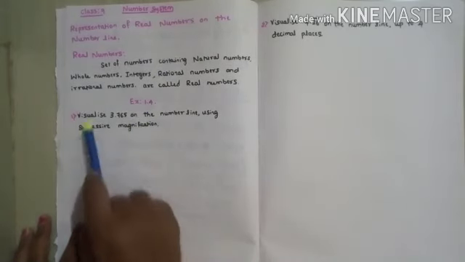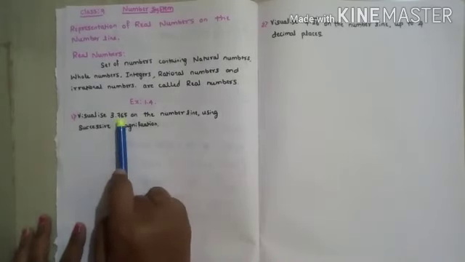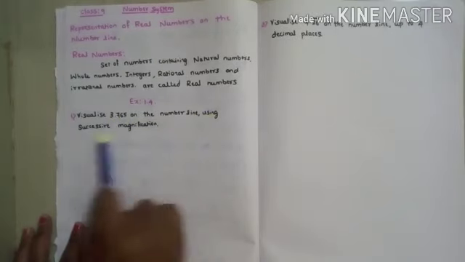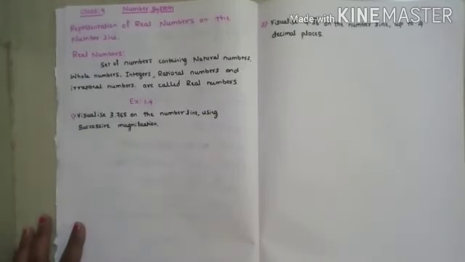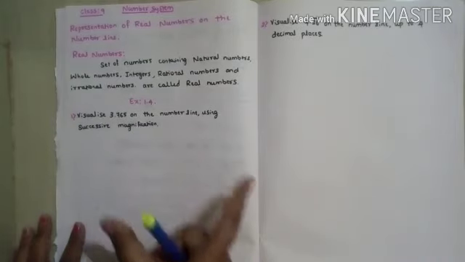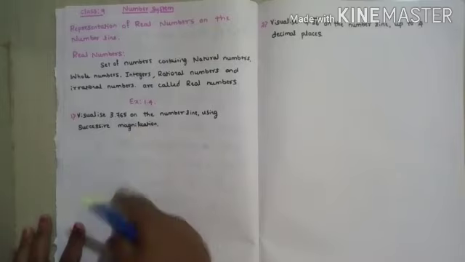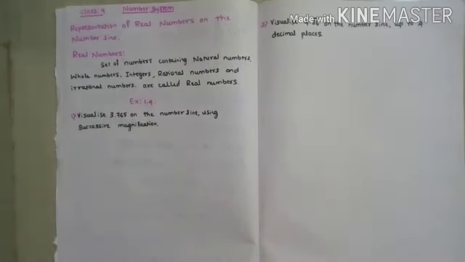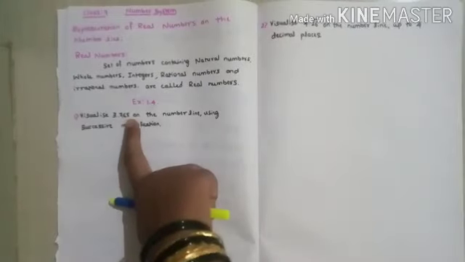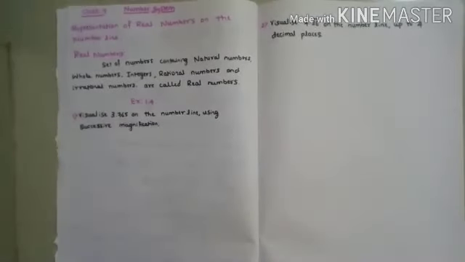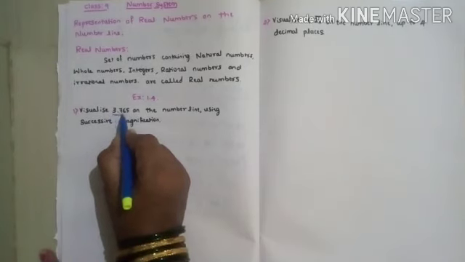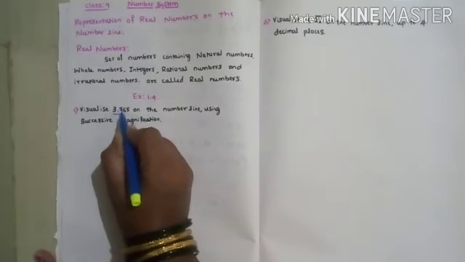Exercise 1.4, visualize 3.765. This is a real number. A decimal number is also a real number. Visualize 3.765 on the number line using successive magnification. Successive means continuous, and magnification means you have to expand the line and represent this 3.765. If you want to represent this number, first you have to represent 3.7, then 3.76, then 3.765.